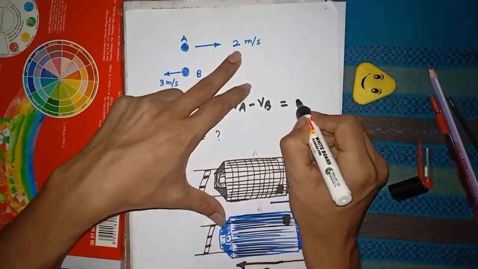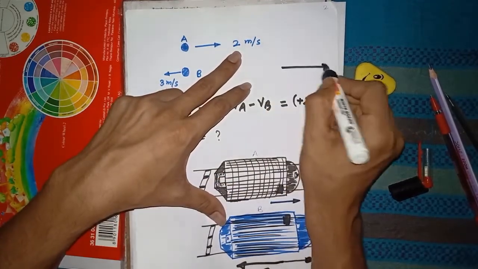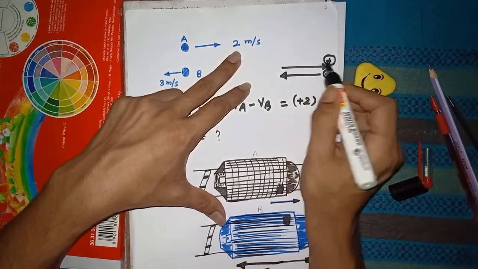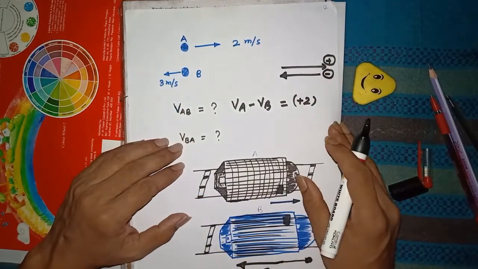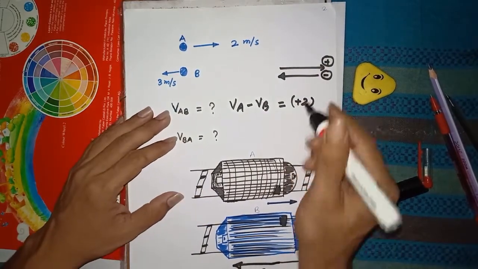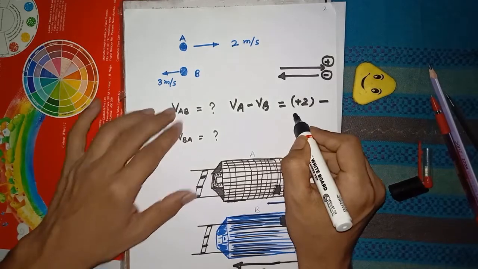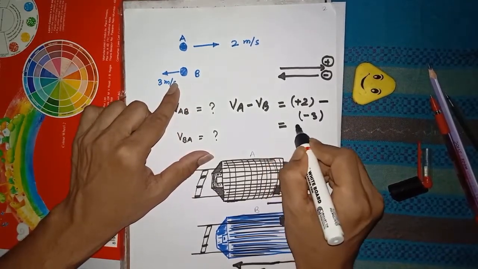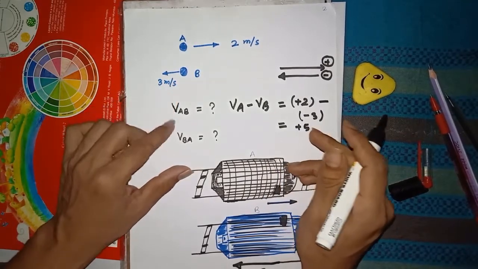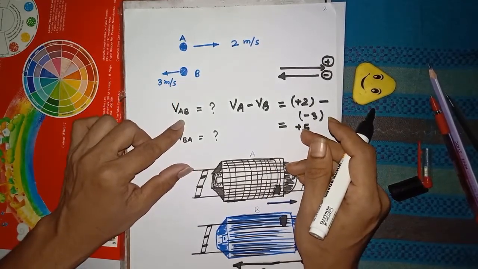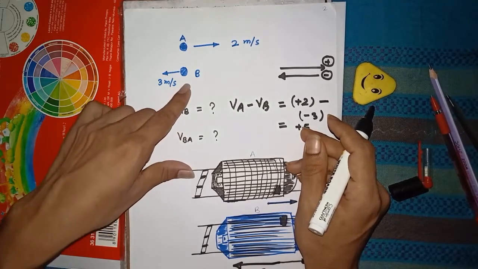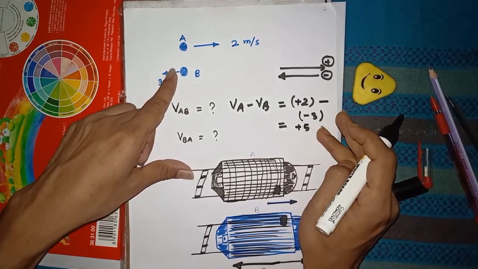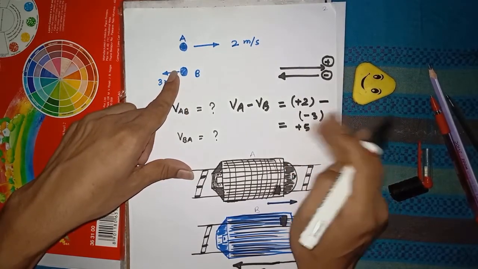So VA is 2, plus 2, because we are taking the eastward direction as positive and westward as negative. Velocity is not a scalar quantity, it is a vector quantity, so you have to take plus and minus with that. Now minus VB: VB is in the west direction, so you have to take minus 3. It means plus 5, which means we see that A is moving with 5 meter per second in the eastward direction.